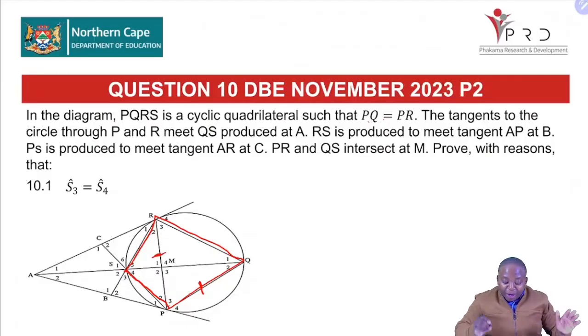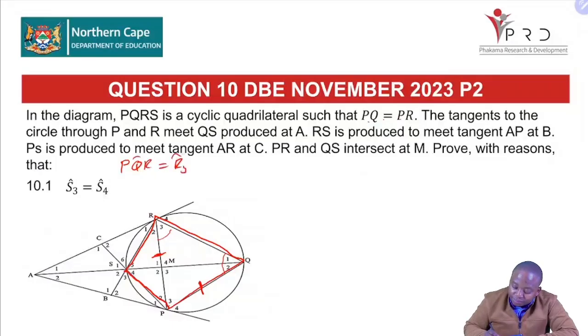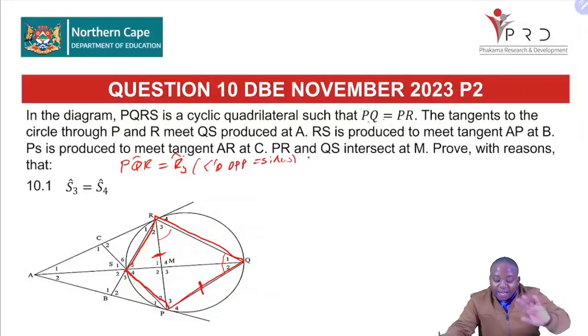Now, remember, if we go through our pre-analysis already, we can see that these two sides are equal. So we must also establish that PQR is equal to R3. Why? Angles opposite equal sides. We already can establish that without proceeding.